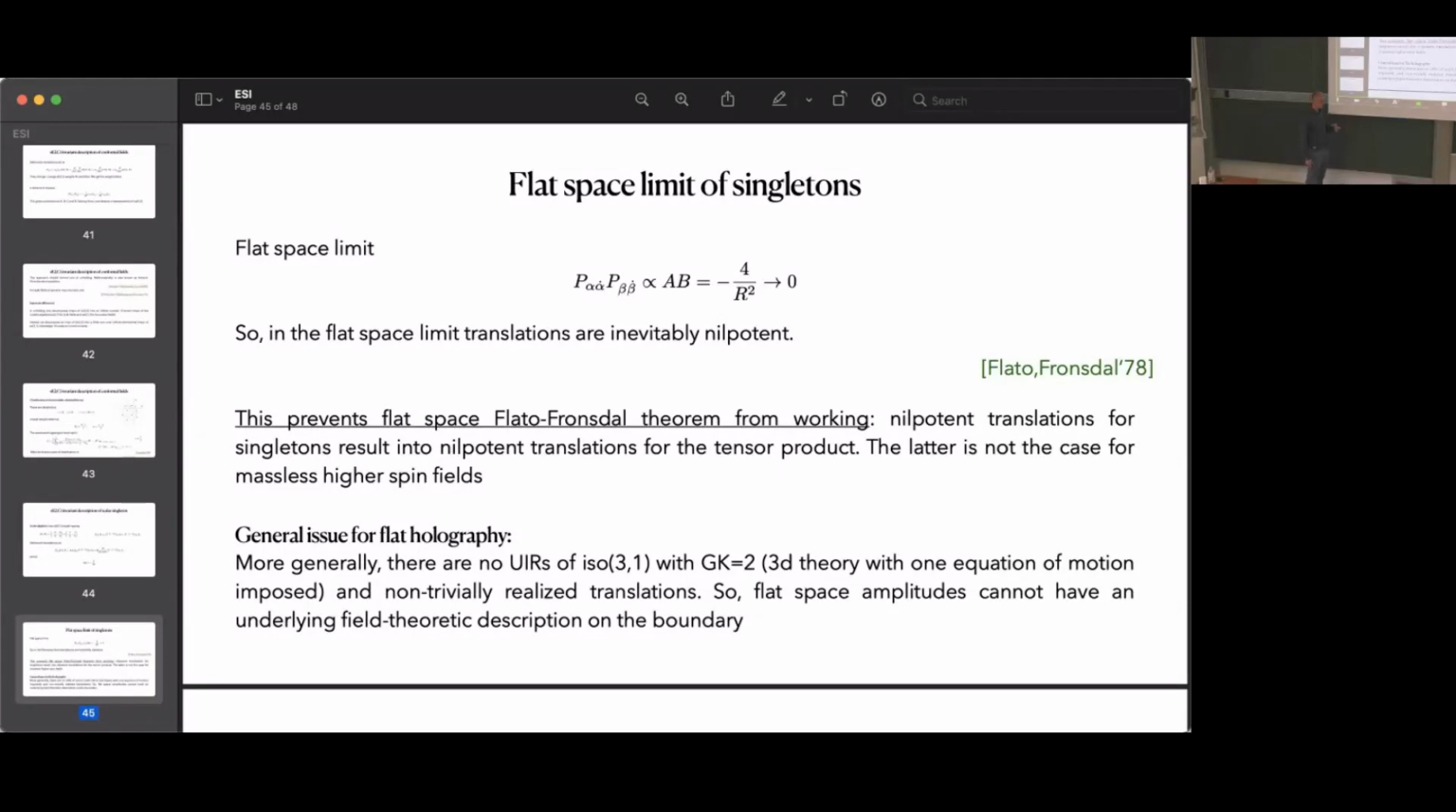Which means that if you are trying to proceed the same way as you do in usual holography in AdS, that is, you start from some fundamental fields on the boundary, and out of them you cook up single trace operators to be identified with fields in the bulk, this cannot work because these single trace operators necessarily have translations realized trivially, which is not the case for the bulk.